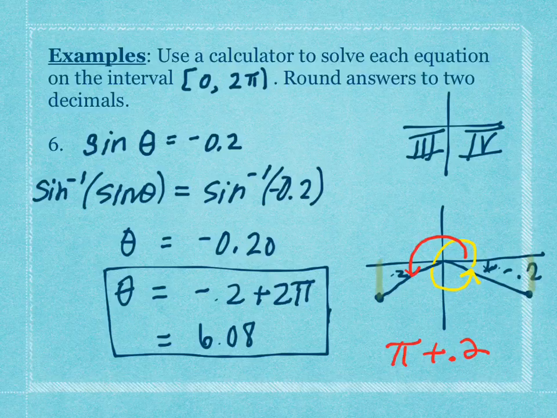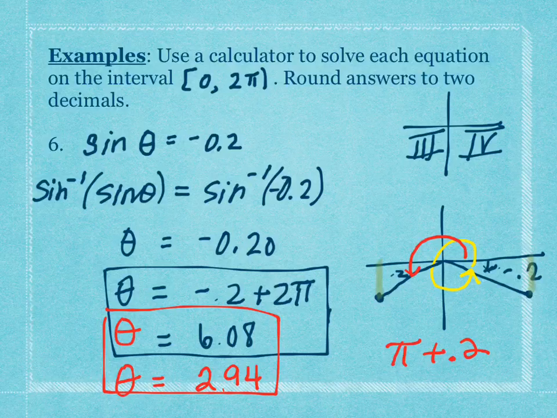So what is pi plus 0.2? What is it? 2.94? So I have two solutions. One is 6.08, and the other is 2.94.